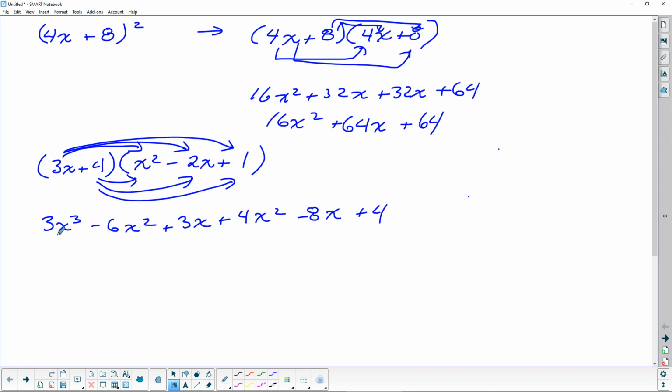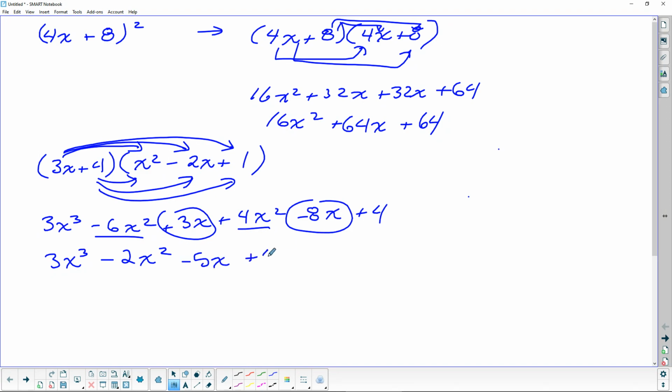Okay, like terms occur. The 3x cubed is there. Then you've got an x squared and an x squared. So negative 6x squared plus 4x squared is minus 2x squared. And then you've got 2 x's here. 3x minus 8x is minus 5x and plus 4. And that's how you do a 3 by 2.